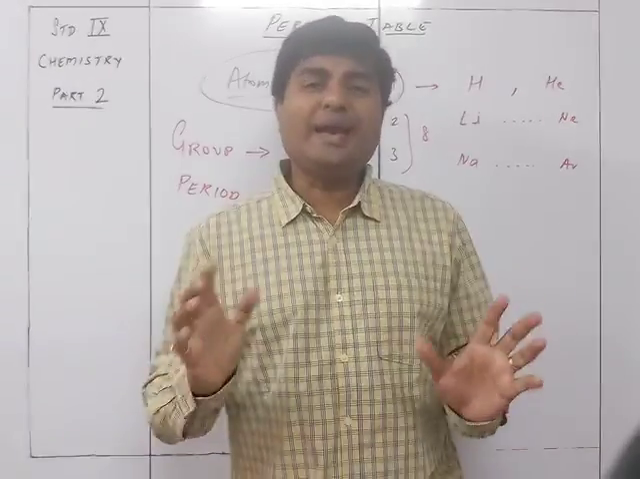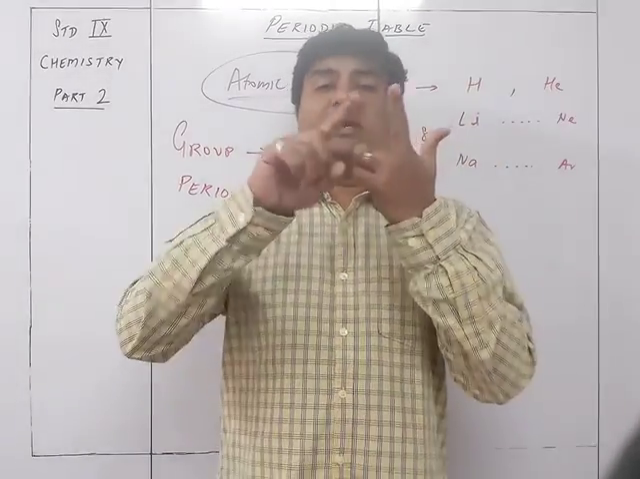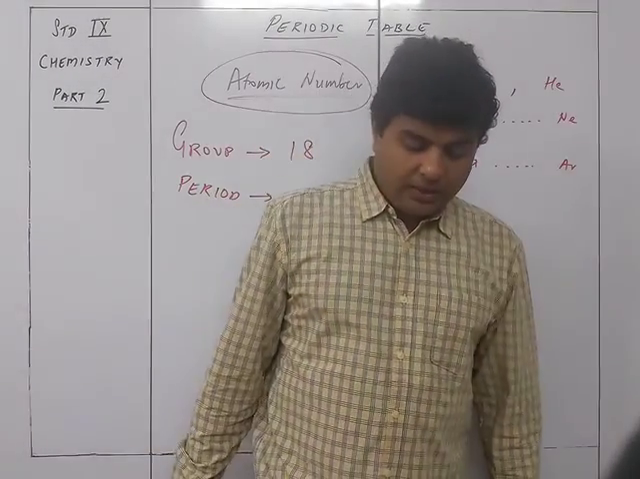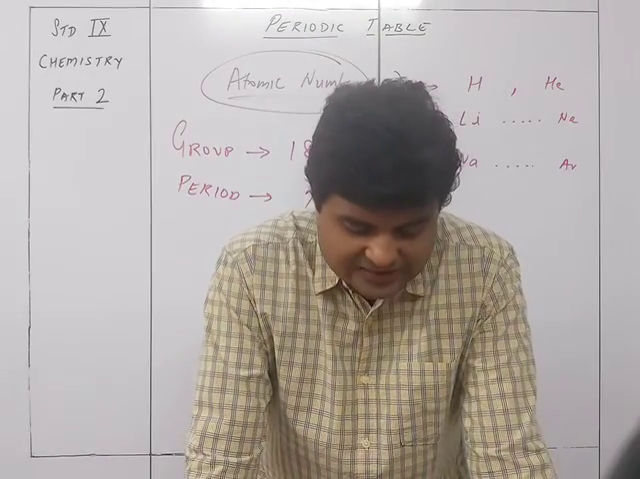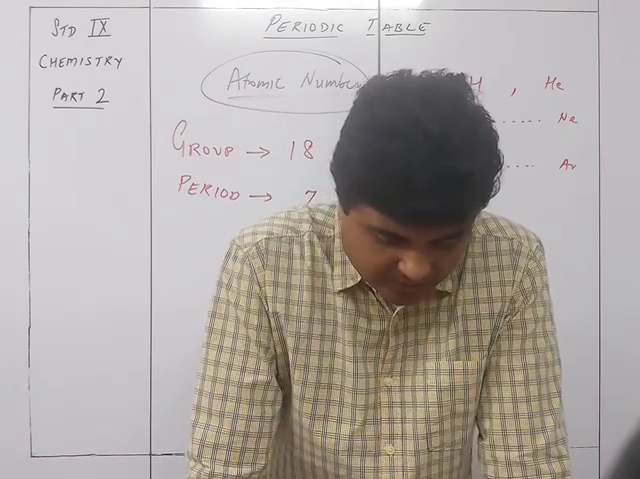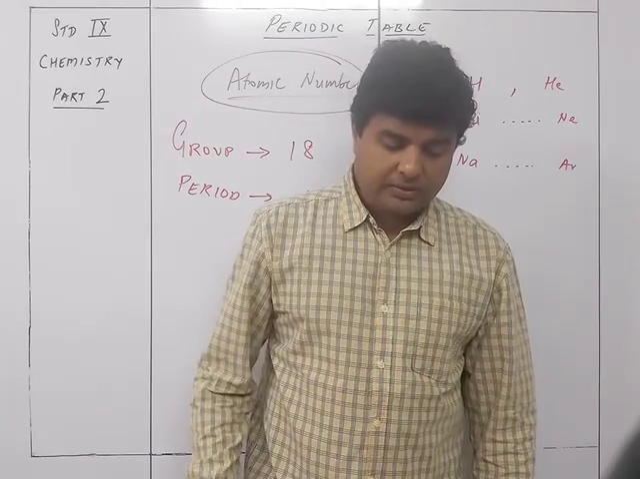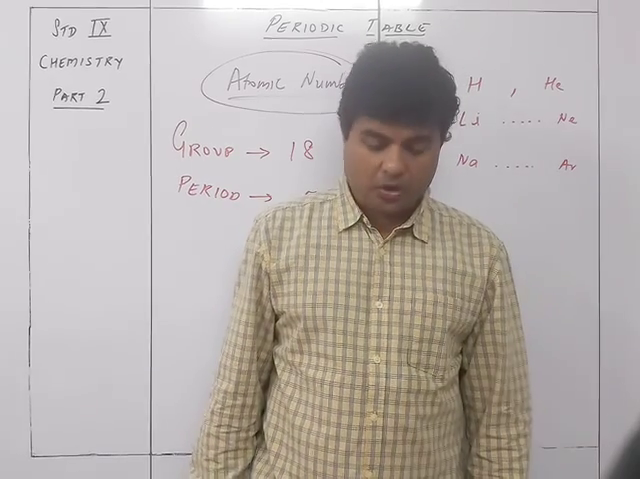So the normal elements are the ones in groups 1, 2, 13, 14, 15, 16, 17, 18. Okay, they are the normal elements. In these, the atoms have all shells complete except the outermost, which is incomplete. They consist of metals, metalloids and non-metals. The number of electrons in the outermost shell signifies the group to which they belong.